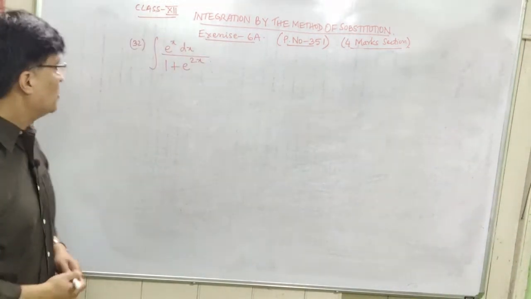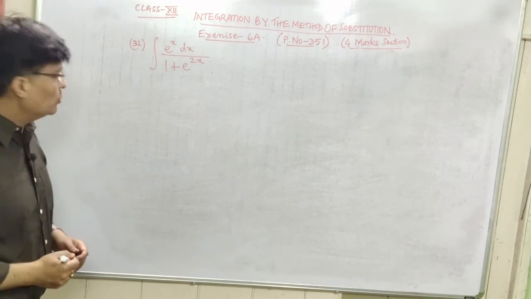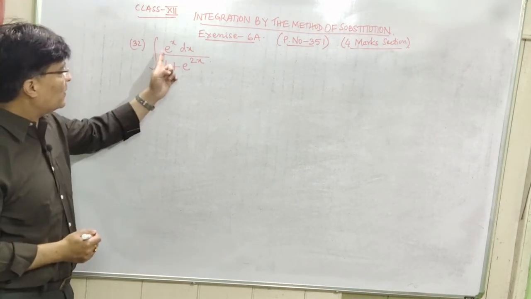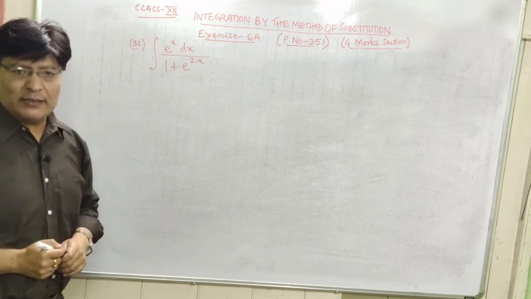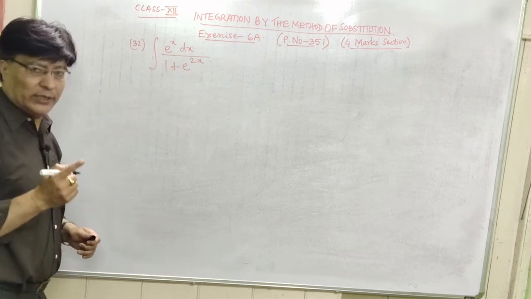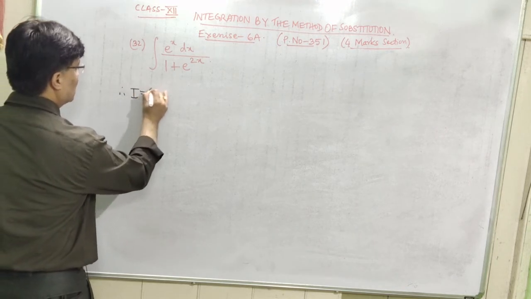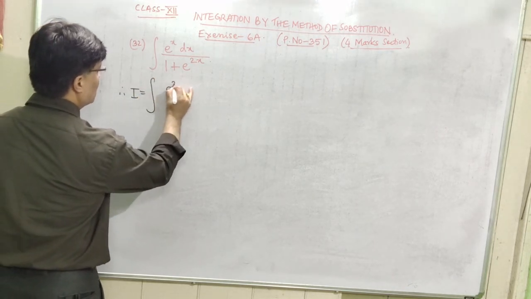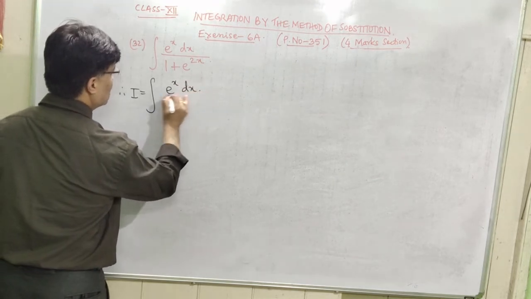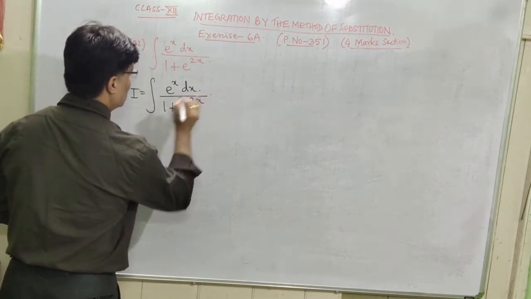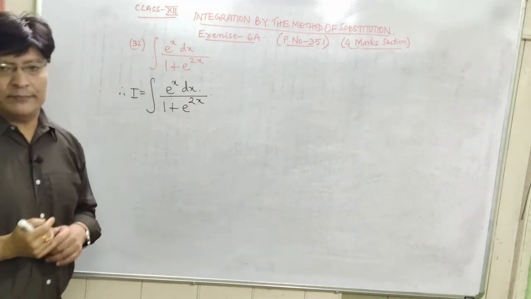So now we'll do the next question, question number 32. You have to integrate this function, the integral of e to the power x dx divided by 1 plus e to the power 2x. This question is very, very important. So let us write I is equal to the integral of e to the power x dx divided by 1 plus e to the power 2x. So how will you do it?